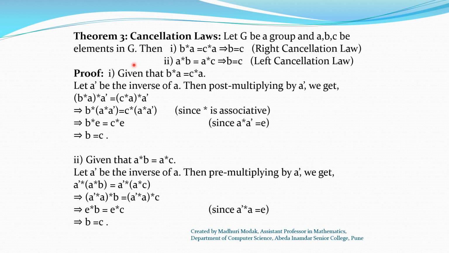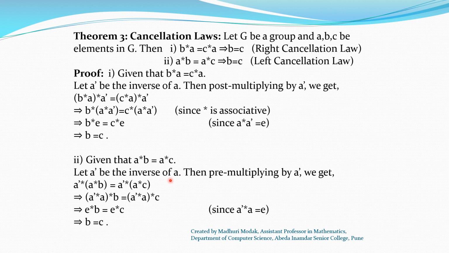Now in the left cancellation law it is given that A star B equal to A star C, and we have to show B equal to C. Start with A star B equal to A star C. Again, as A is an element of G and G is a group, A has some inverse. So we consider A dash as the inverse of A. Now pre-multiplying by A dash.